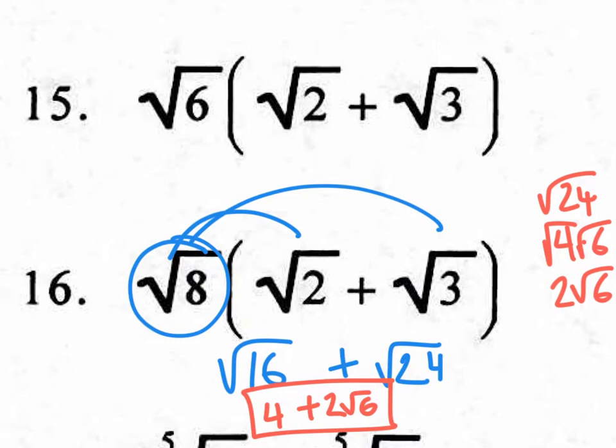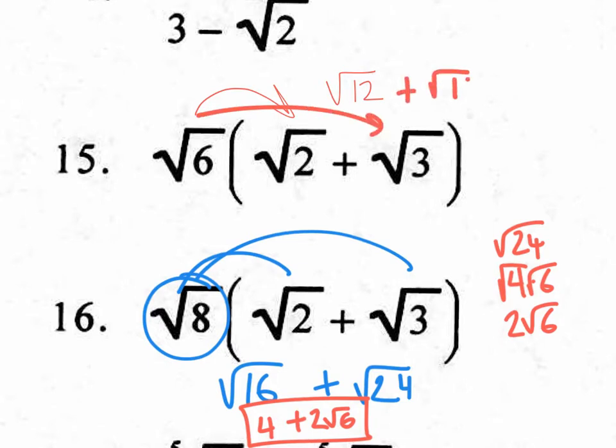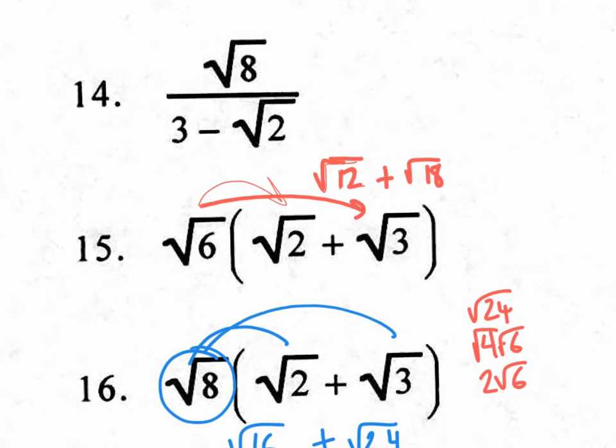Let's go back up to 15. I'm going to distribute the square root of 6 times the square root of 2, and we're going to end up with the square root of 12. And then we're going to go the square root of 6 times the square root of 3, and that's going to be plus the square root of 18. So what we have here, guys, is two radicals that cannot be added together, but what we could try to do is simplify them to see if after we simplify them we could add them together.